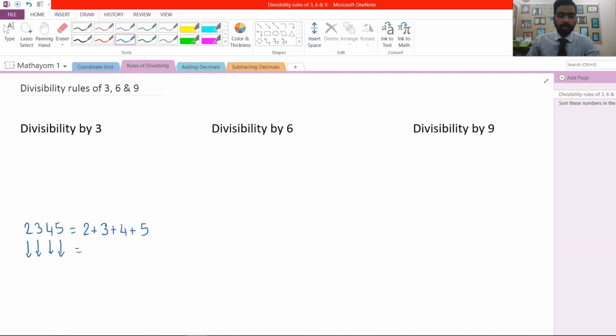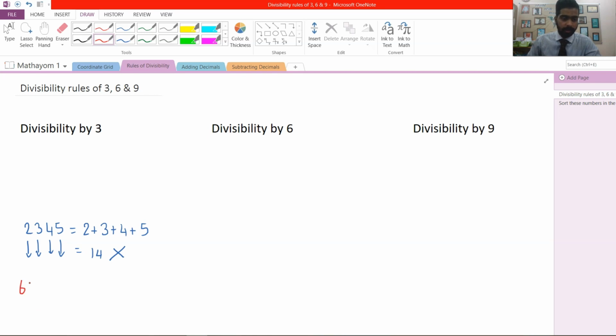Now, 2 plus 3 is 5, 5 plus 4 is 9, 9 plus 5 is 14. And we know that 14 cannot be exactly divided by 3. Therefore, this number cannot be divisible by 3. Let's say I give you one more example. Let's say I have a 6-digit number.